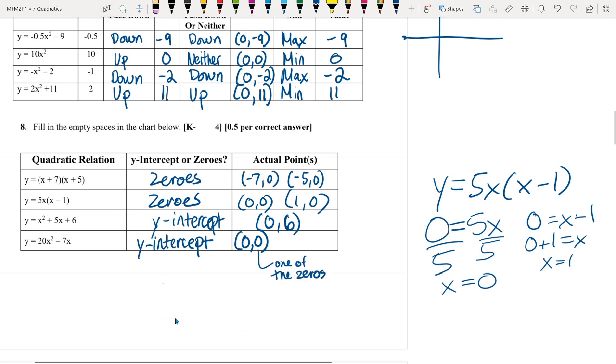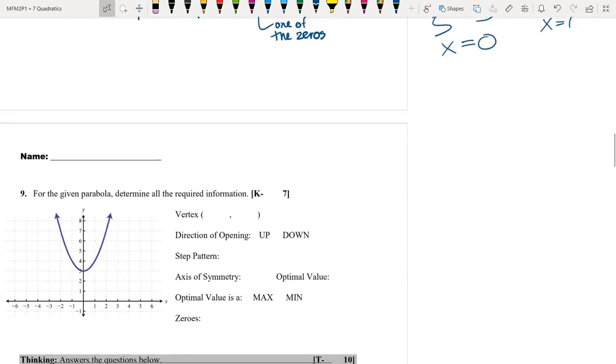All right, so we can move on now to question number 9, which says, for the given parabola, determine all the required information. Could we know the vertex? Yes, we know the vertex. The vertex is right here. The vertex is 0, 3.